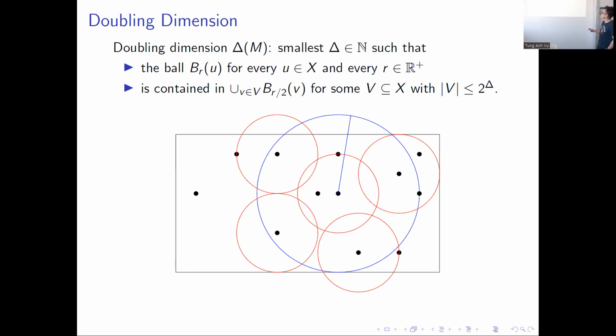So in this picture, this blue ball can be covered by 1, 2, 3, 4, 5 balls of half the radius. So we can guess that delta for this particular ball would be logarithm of 5, so it would be 3 with upper bounds. So this is doubling dimension.